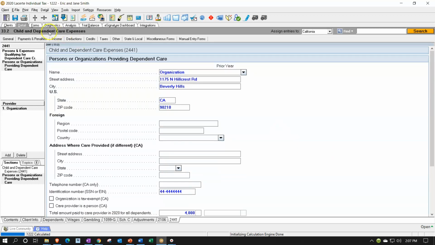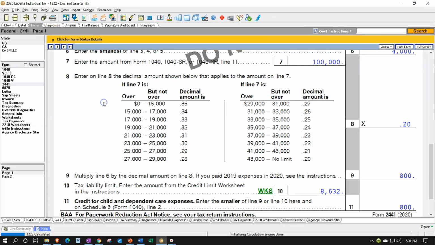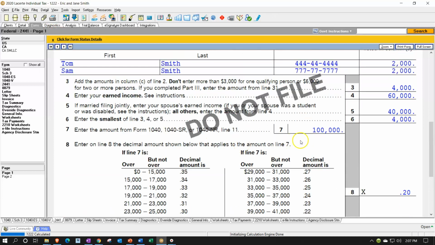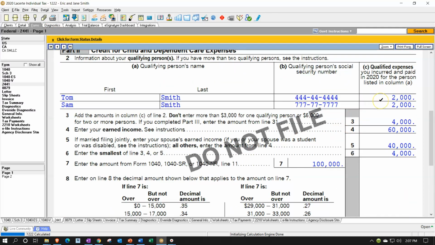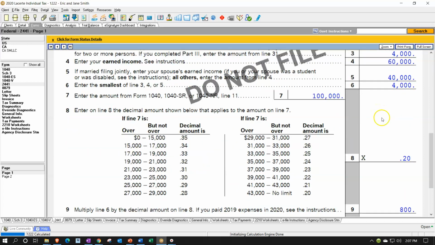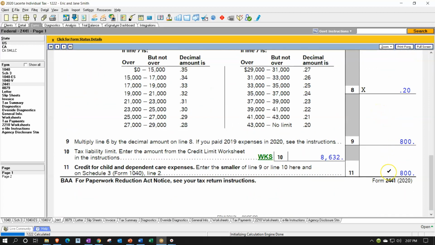And then if we go back on over, let's see what happens here on our calculation. So now we've got the two here at the 4,000. So now we have our 4,000 calculated at that 20%, which gives us that 800, which again would pull over to the second page of the 1040.